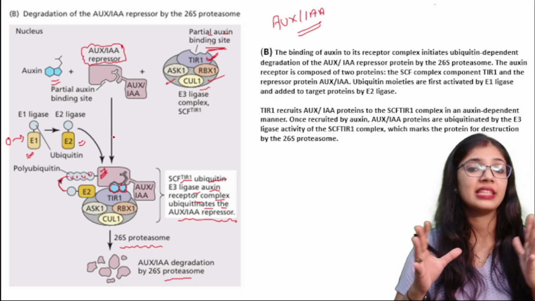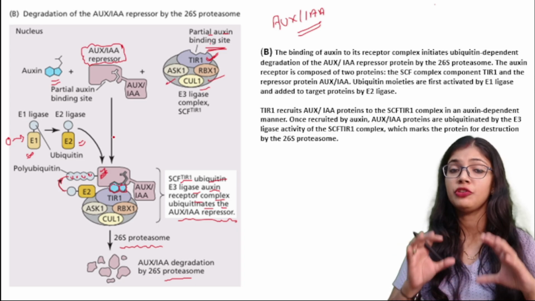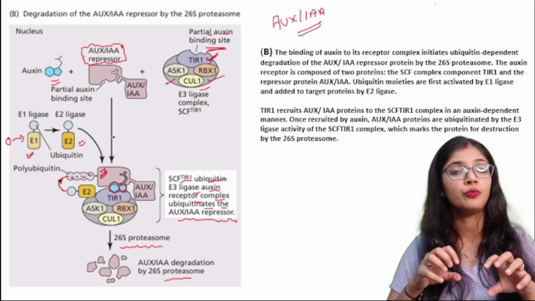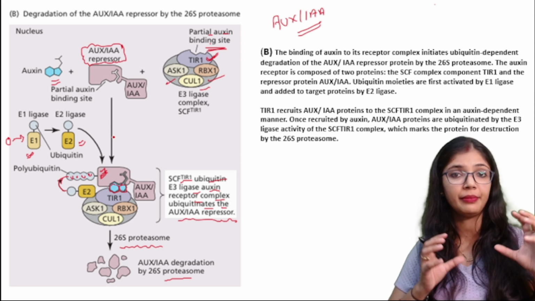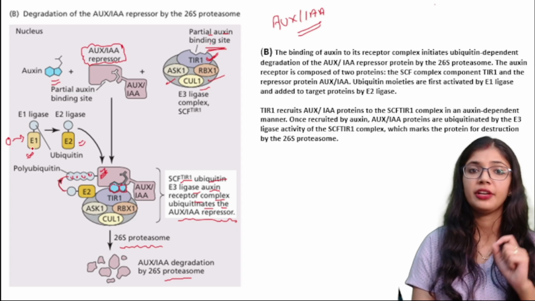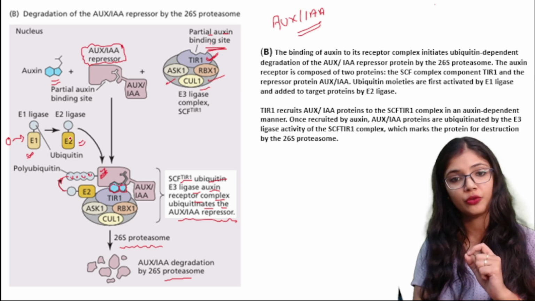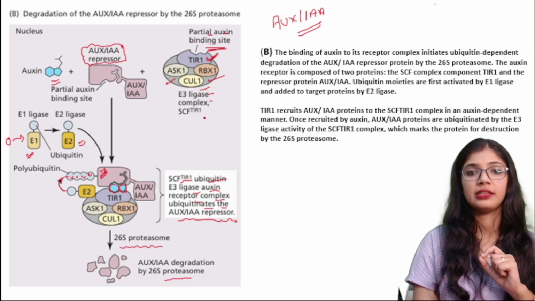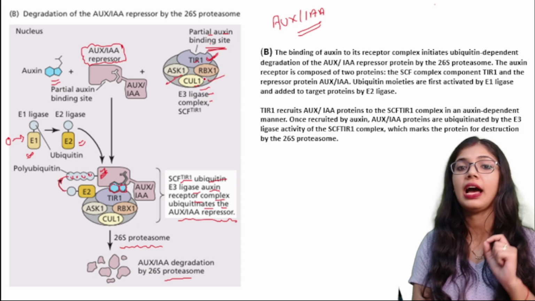So let us revise again. In presence of auxin, the repressor which was repressing the activity of auxin needs to be degraded. For its degradation, there is requirement of ubiquitin molecule. Here the ubiquitin molecule is being activated by E1 using ATP, and this ubiquitin is transferred into E2. Now the E2 forms a complex with the E3 ligase complex, and E3 is having CUL1, ASK1, TIR1, RBX1 proteins.